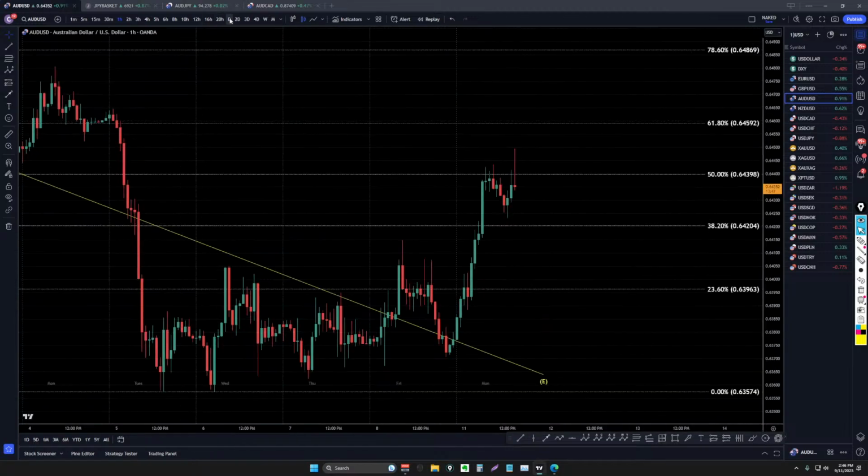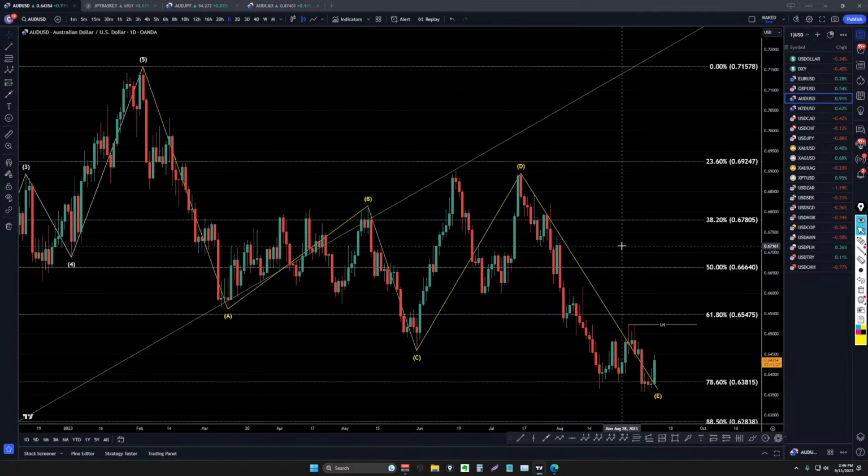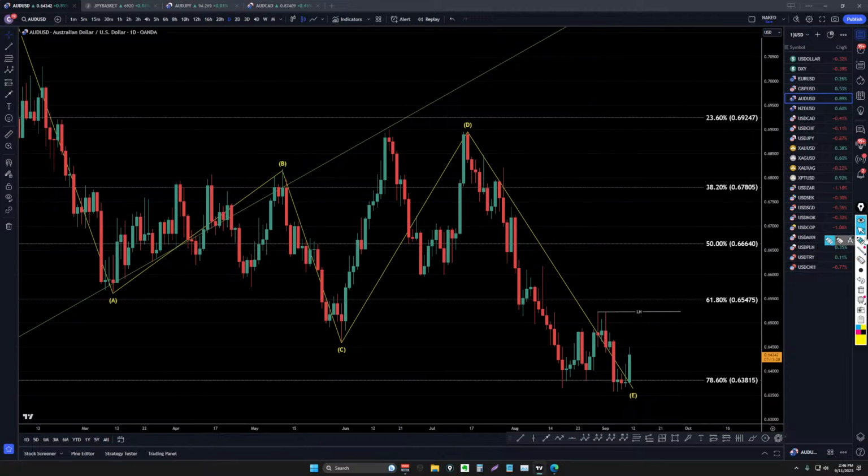So the Aussie dollar is one of the ones, the Aussie and the Kiwi are one of the clearest pairs for me right now on the dollar, which is actually quite unusual. Sometimes the Aussie and the Kiwi are some of the unclearest. But to me, this pattern just keeps sticking out. 1, 2, 3, 4, 5 of E. I think there's a good chance that this could possibly go, within the next week or so, go up and break structure to the upside.